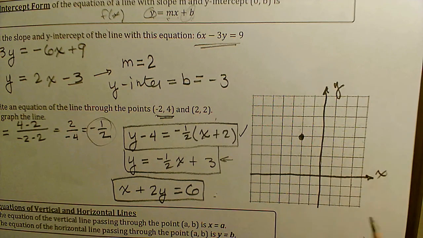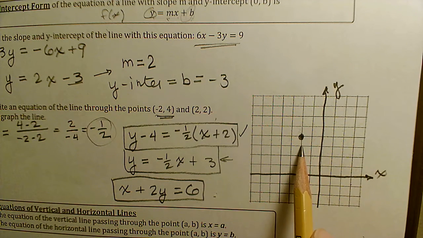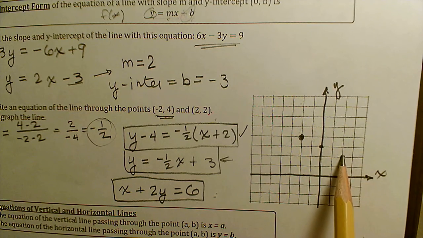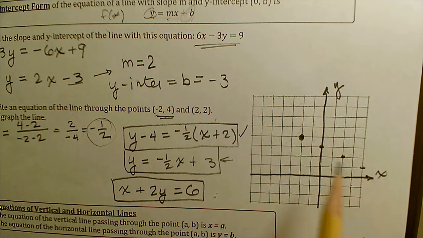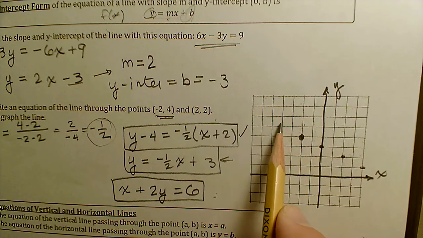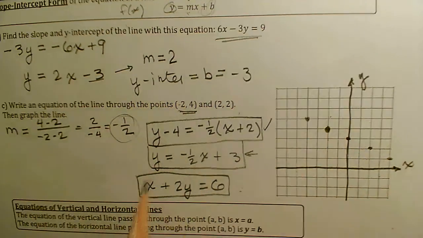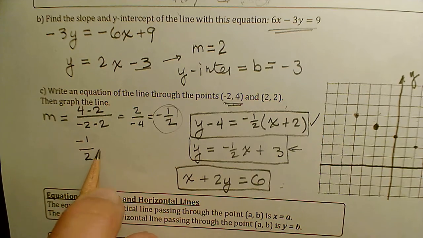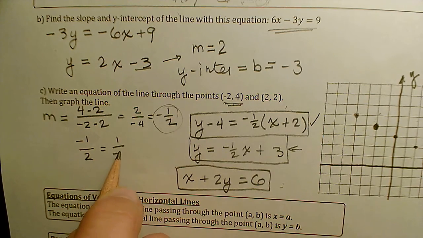And then let's use negative 1/2. So I'm going to go down 1, which is negative, to the right 2, and down 1 to the right 2, down 1 to the right 2. Or I could go up 1, which is positive, to the right 2. So in other words, I think of this slope as either negative 1 over 2 or 1 over negative 2.